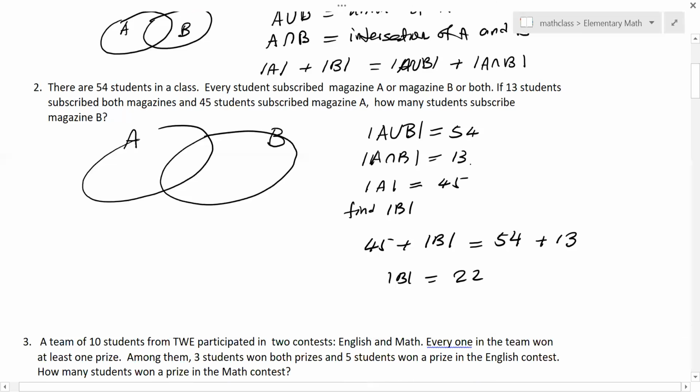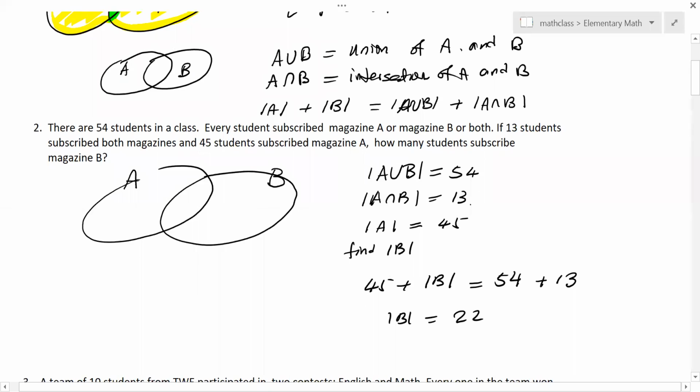So on the picture, you can write like this. This is 13. Those are students double counted. And here, you don't know, right? This is 45. The total will be 54, right? So you want to know the number of students in B, who subscribe to magazine B. So this is the number of students you don't know. We call it X, right?